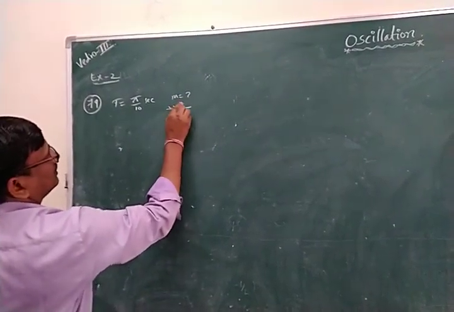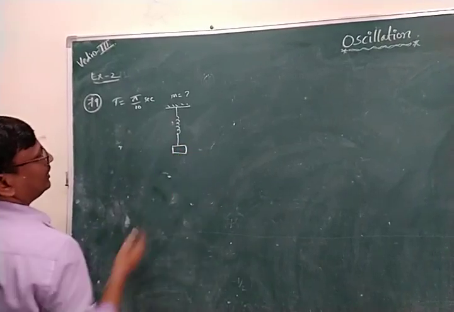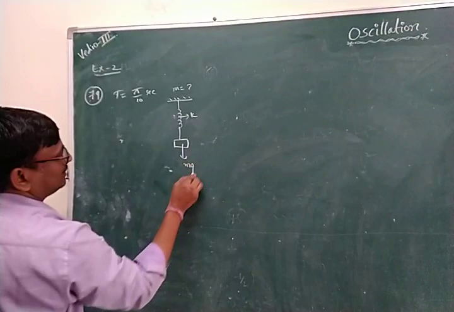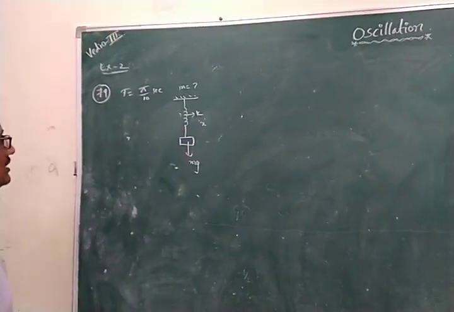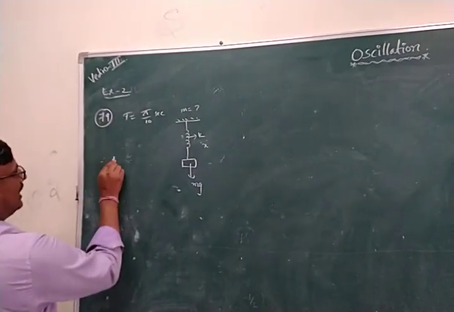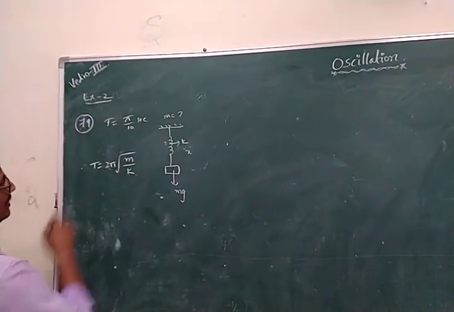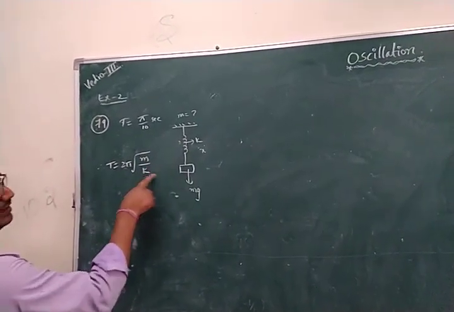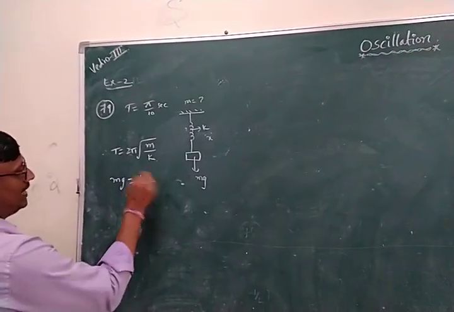See, this is the rigid support and the spring is attached to a body. If you consider the spring constant k, the weight acts vertically downwards and the displacement is x. Therefore its time period is equal to 2π into under root of m by k. We can find the mass m, and before that we find k. See, the total upward force is equal to downward force, mg is equal to kx.